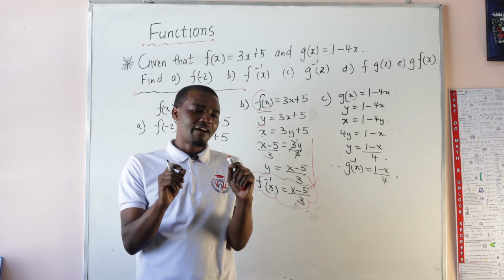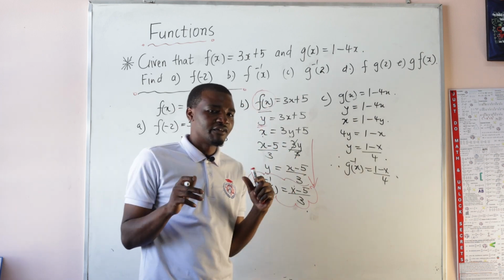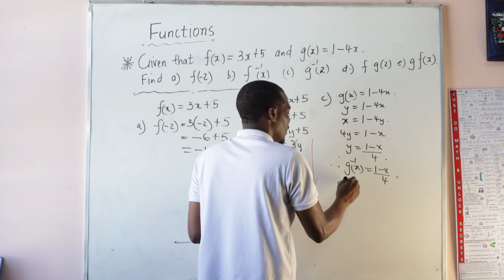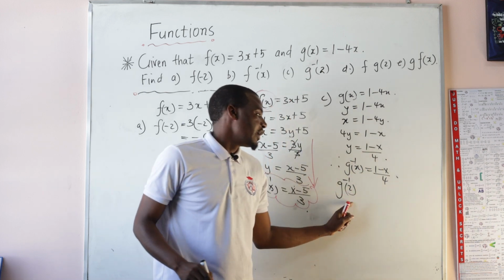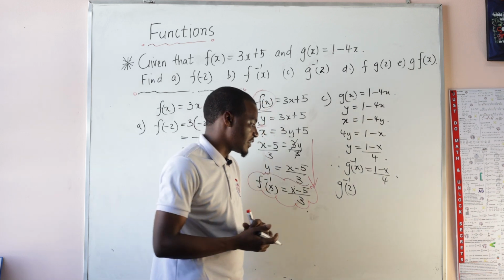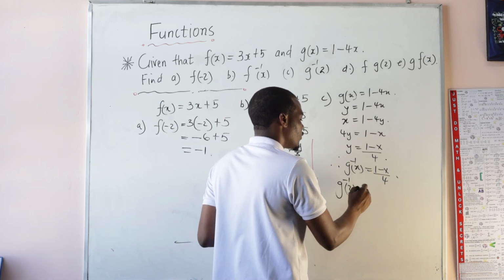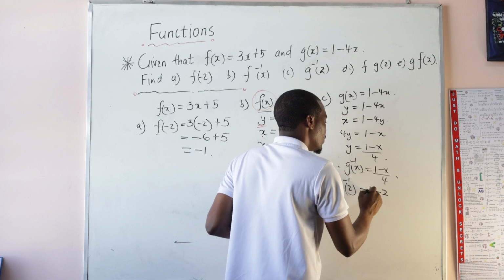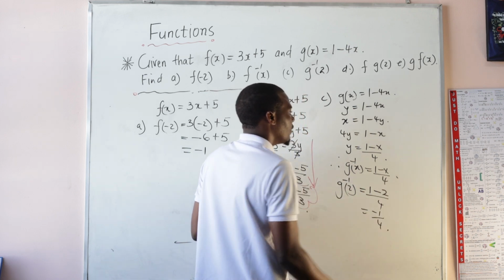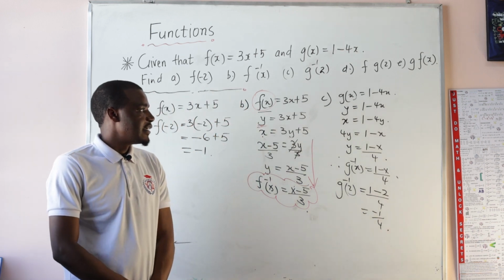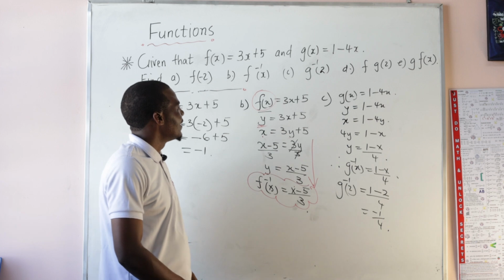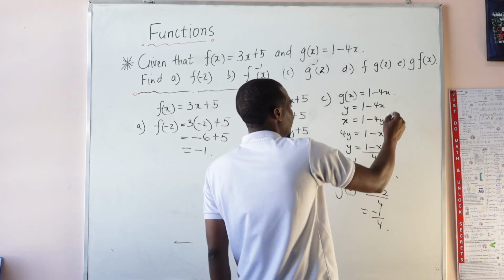Once we have the function of the inverse of g of x, the next thing we have to do now is to find the inverse of g of 2. So we have to put 2 wherever there is x in the function of the inverse of g of x. So here the inverse of g of 2 will be equivalent to 1 minus 2 all over 4. 1 minus 2 gives us minus 1 all over 4. So yes, this is going to be our solution. Quite interesting. Let's take a closer look at part D.